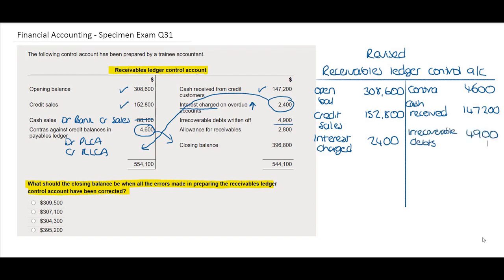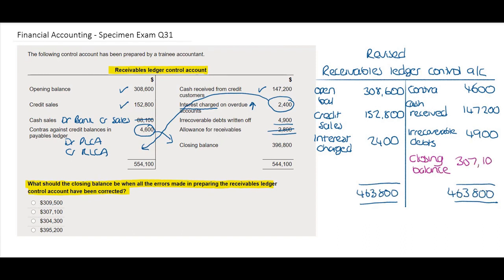The final item that we've got in this receivables ledger control account is my allowance for receivables. This should not be included in this account. It has its own account, allowance for receivables, where it should be shown on the credit side, and so therefore should be removed. With all of the entries now in the correct place, I will then revise my account balance, and my balancing figure or my closing balance is now $307,100. Looking at my options available to answer, I can see that the correct answer is my second option.